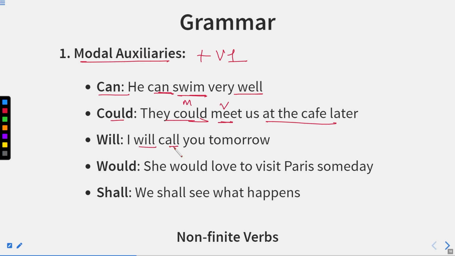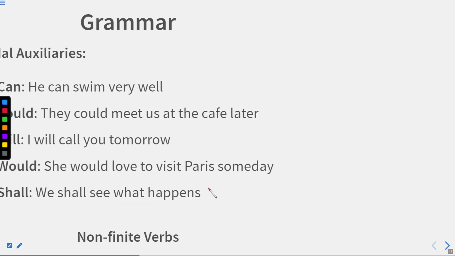Will, I will call you tomorrow. So again, will is modal, call is verb 1. Would, she would love to visit Paris someday. So would is modal and love is verb first form. Shall, we shall see what happens. So shall see, shall is modal and see is verb first form, which is a bare infinitive.